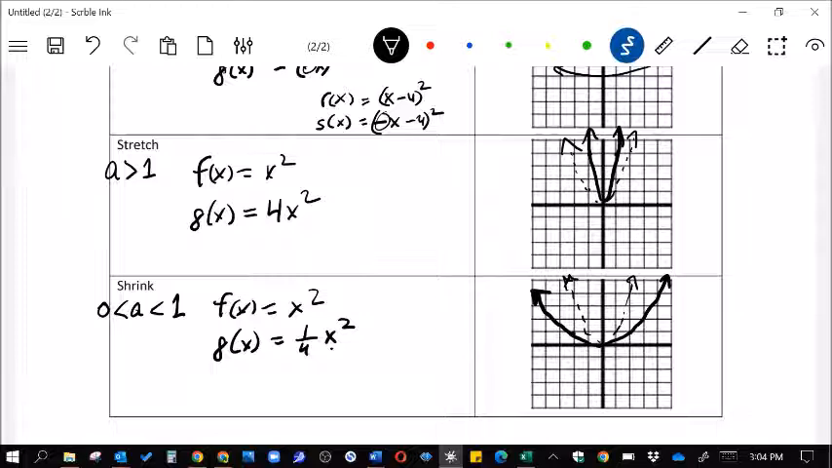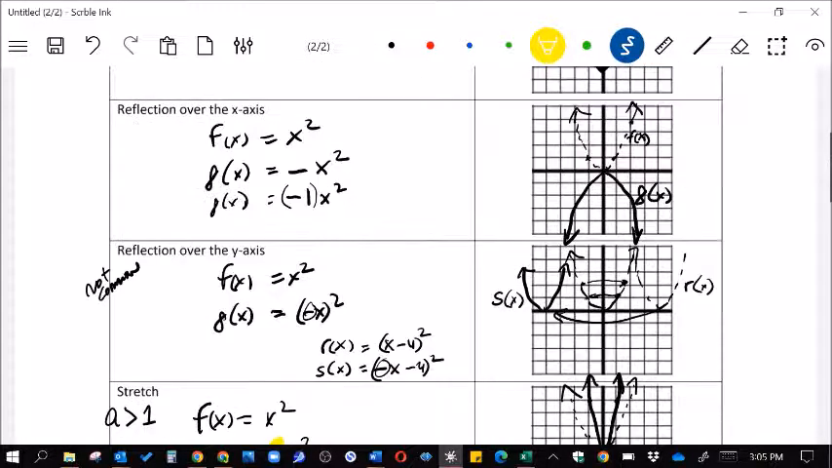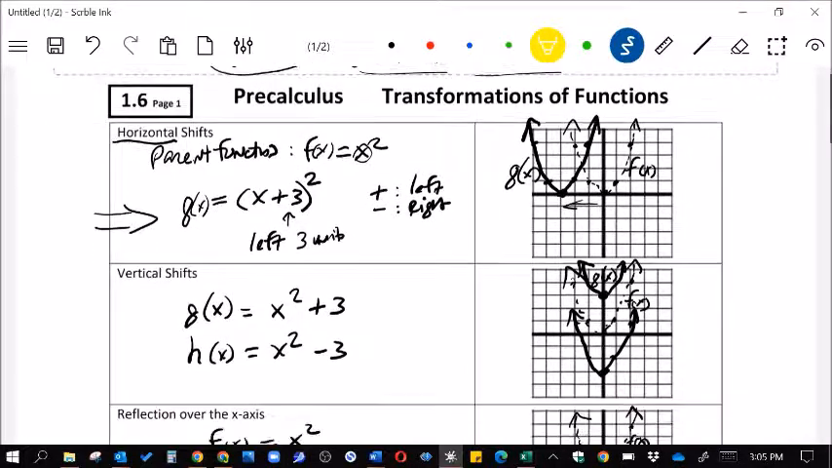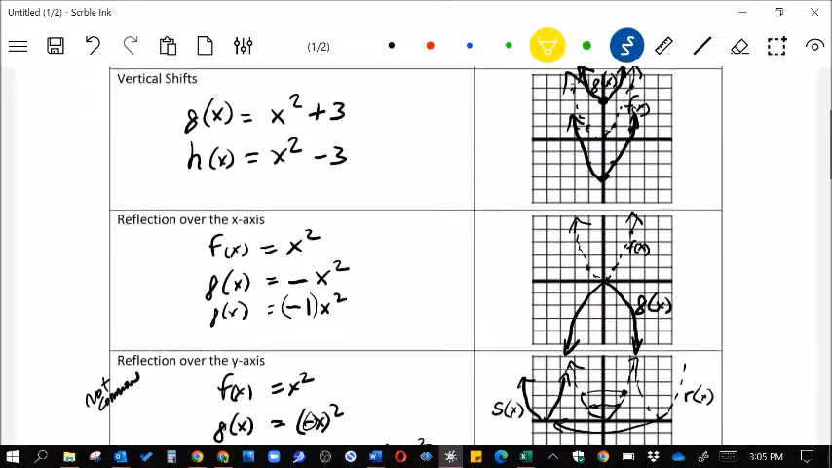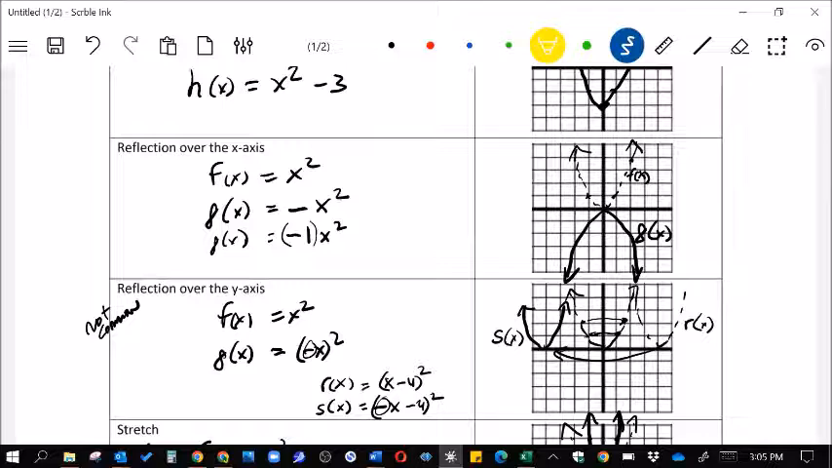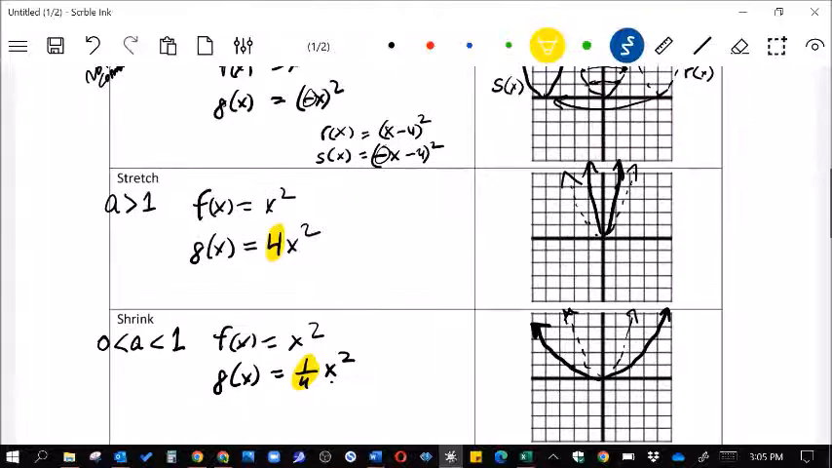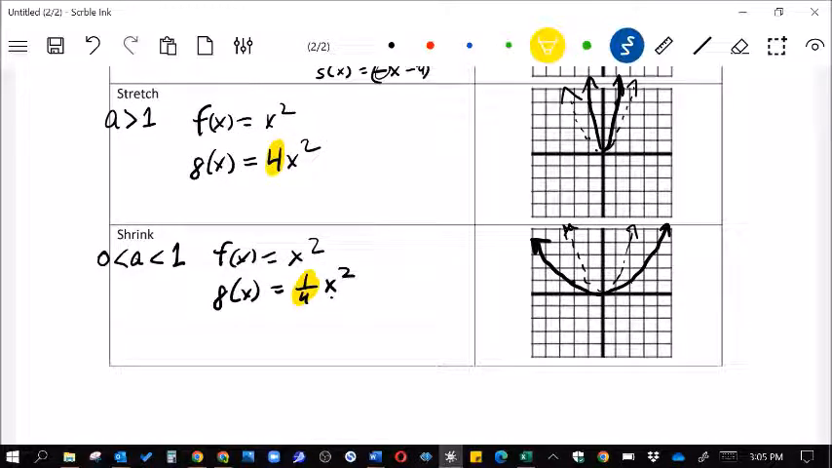Right? And the difference is whether you have greater than 1 or less than 1 for the a value before the x squared. So those show the basic types of transformations. 2 of them are shifts, going sideways or up and down. 2 of them are reflections over the x-axis and y-axis. The reflection over the x-axis is far more common. And then 2 of them are stretching or shrinking based upon whether the a is greater than 1 or between 0 and 1.